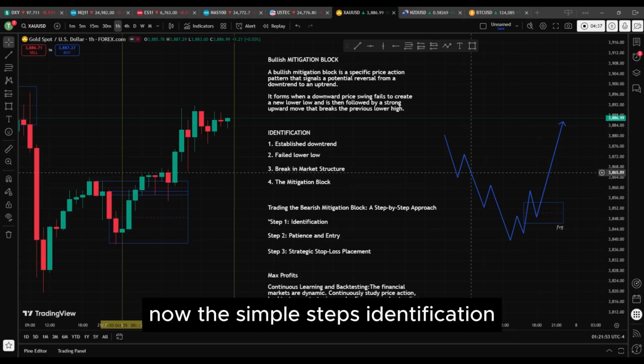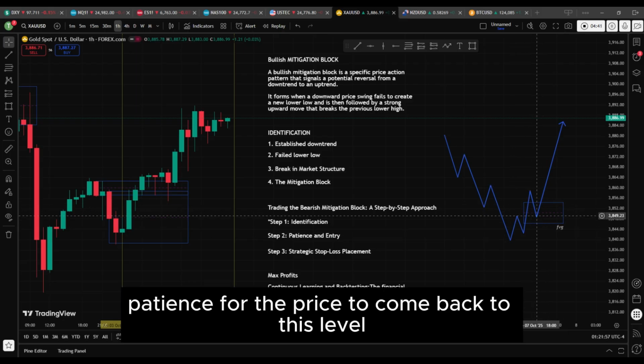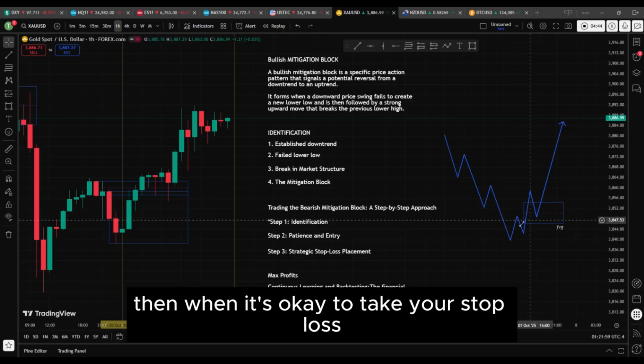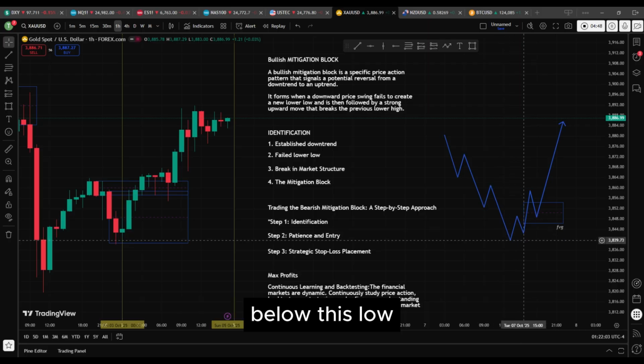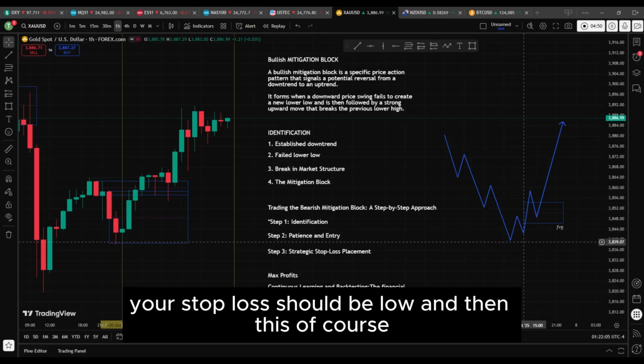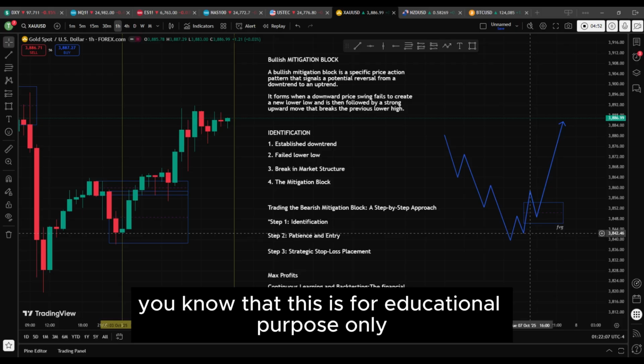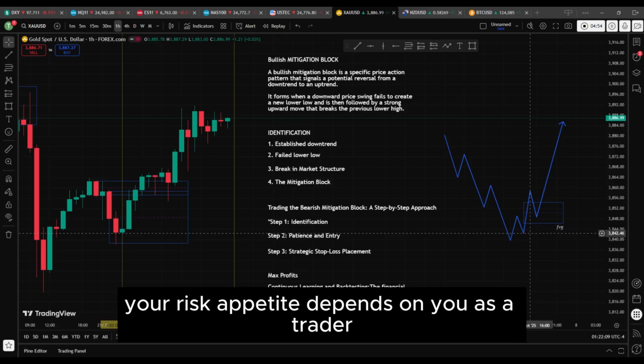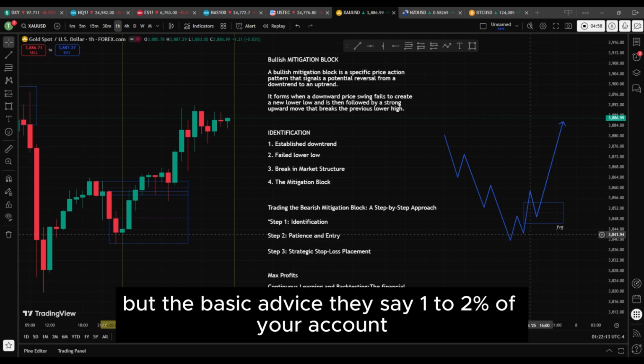Now, the simple steps: identification, patience for the price to come back to this level. Then it's okay to take your entry, with your stop loss below this low. And of course, you know that this is for educational purposes only. Your risk appetite depends on you as a trader, but the basic advice they give is 1 to 2% of your account.